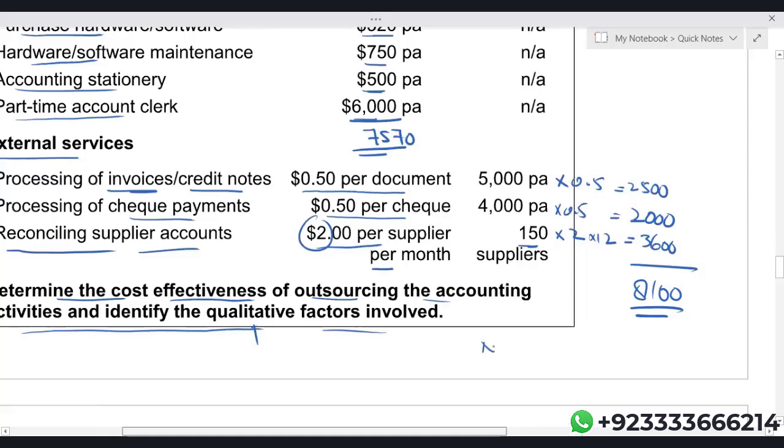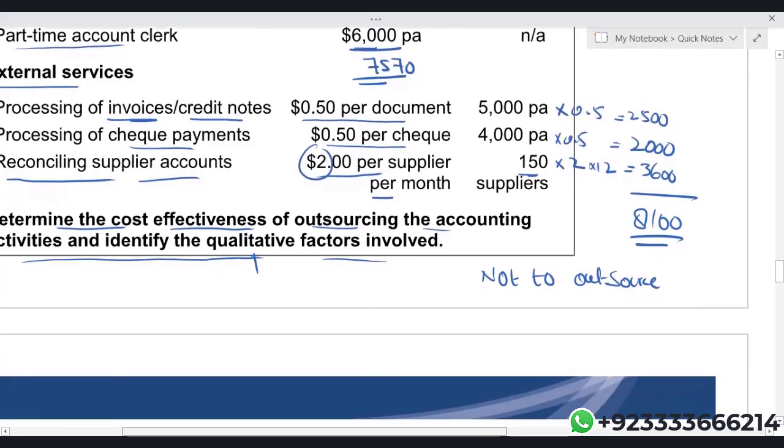So simply not to outsource your accounting activities. Now they are saying also identify the qualitative factors.